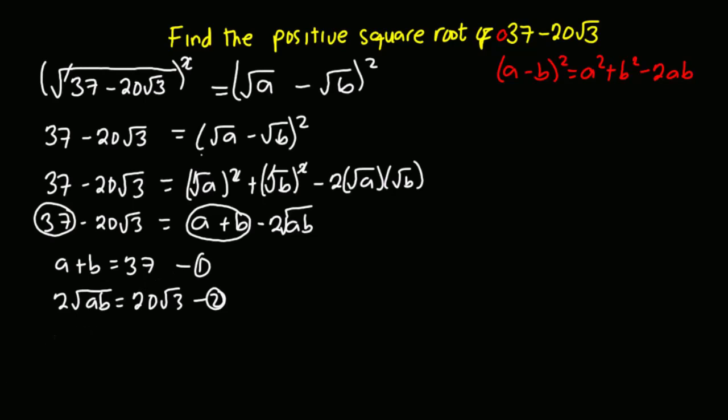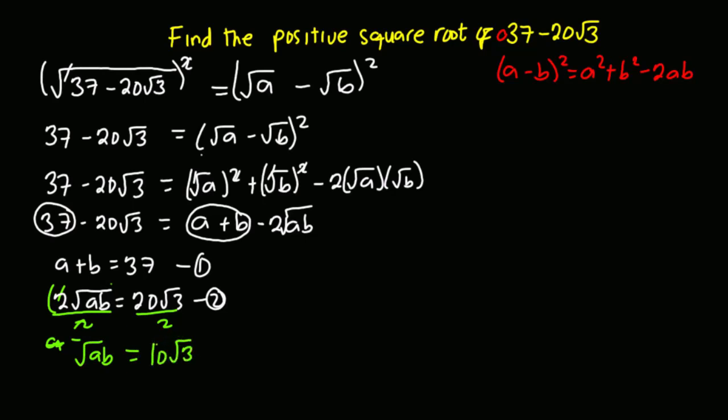Now in equation 1, we can say that a is equal to... or before that, let's simplify equation 2. To simplify equation 2, we are just going to divide both sides by 2. So the 2 cancels, and we are left with root of AB is equal to 10 root 3.